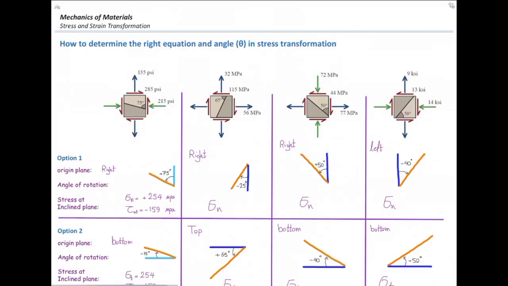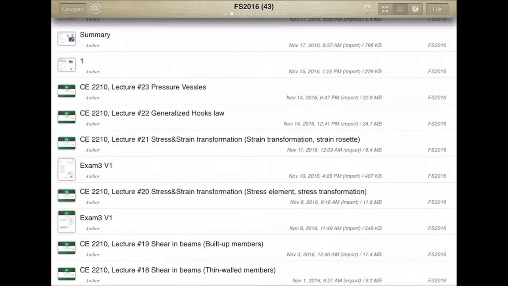If we consider the top or the bottom part, we work with sigma t. If we consider the left or the right part, we work with sigma n. The clockwise movement is considered to be negative and counterclockwise is assumed to be positive. Okay, this is what we have learned by looking at these problems. So knowing this, now let's get back to that problem and see how we can solve that.